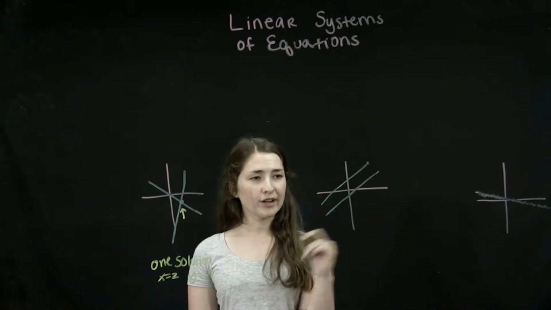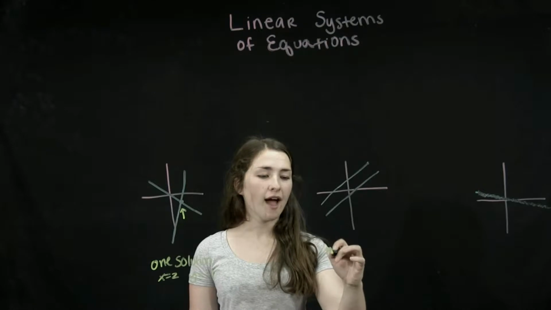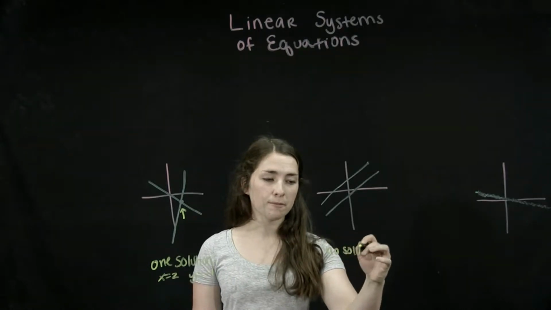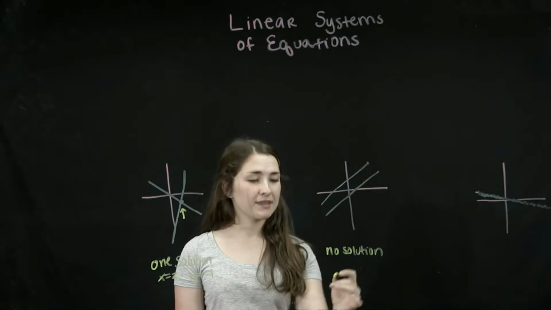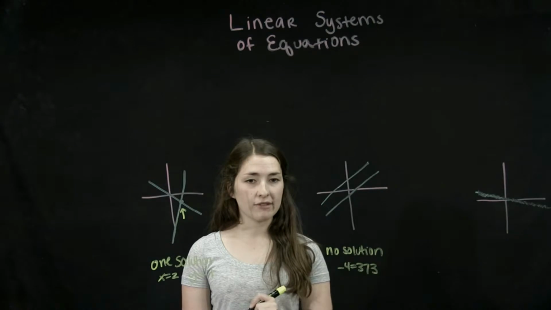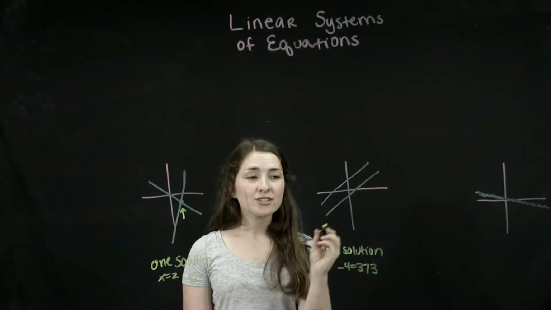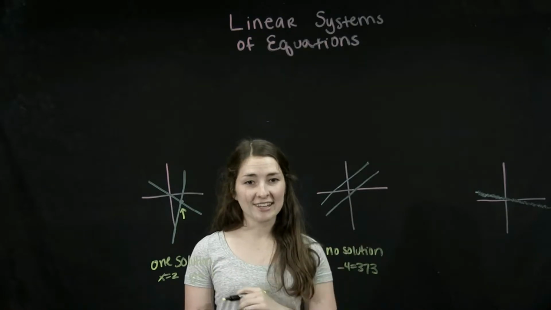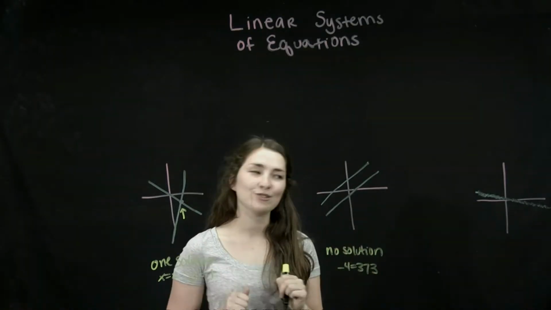However, if we look over here at this one, we'll see these two lines never intersect, so we have no solution. If we were to solve this algebraically, we might get something like this: negative 4 equals 373. That should be a red flag because those are never equal to each other. So just like these two lines never intersect, negative 4 never equals 373, so voila, we have no solution.